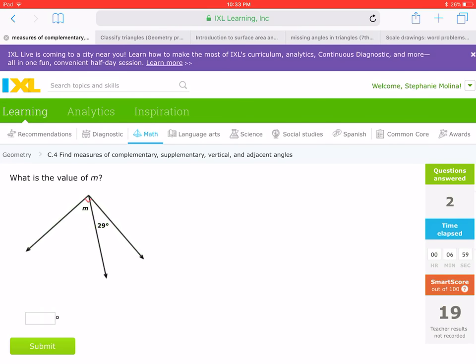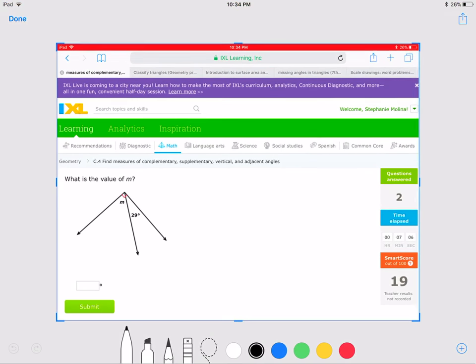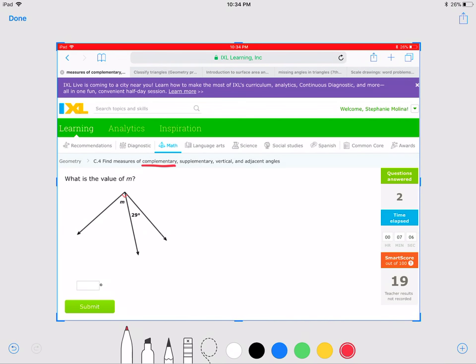Yay. Okay, now let's look at m. Here, it doesn't give you any hints. It just gives you that little red corner, and that little red corner indicates a right angle. That means 90 degrees, which means complementary angles, so they're angles that add up to equal 90 degrees. And the way I know that this is 90 degrees is because I see that little box right there. So this is m plus 29 equals 90 degrees.